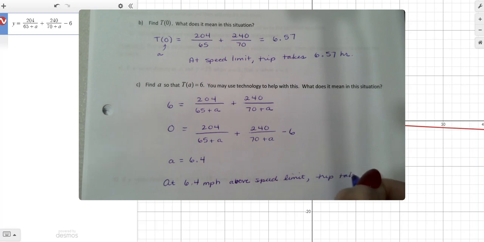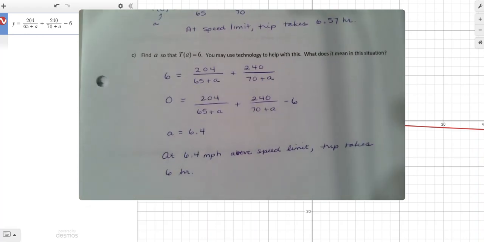The trip takes 6 hours. And I'm really glad we can use technology on that one because that one's a really messy equation to try to solve by hand. You know how to do it, but it's a kind of a mess.